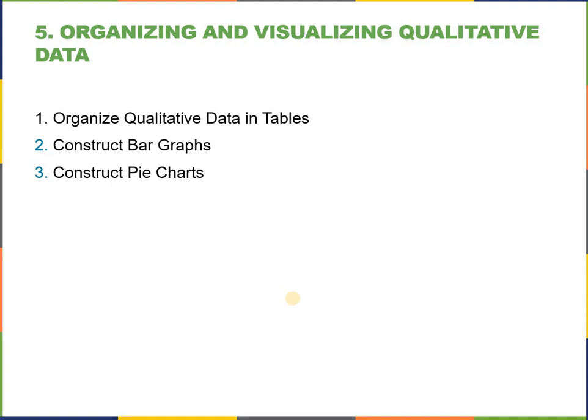That leads us to number 5, organizing and visualizing qualitative data. So we're going to start with organizing and visualizing qualitative data. We will discuss organizing qualitative data in tables. Those are frequency tables and relative frequency tables. We're going to construct bar graphs for qualitative data. We have several types of bar graphs. And we're going to construct pie charts for qualitative data.